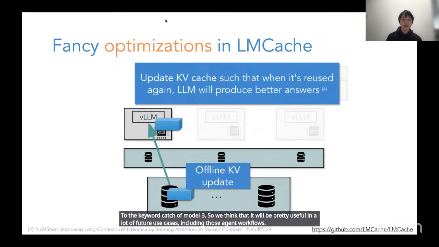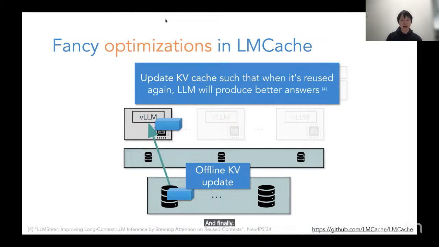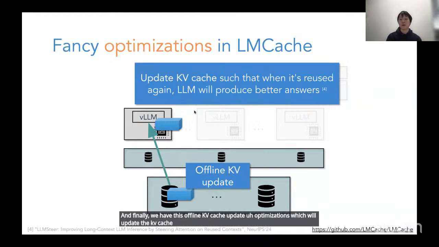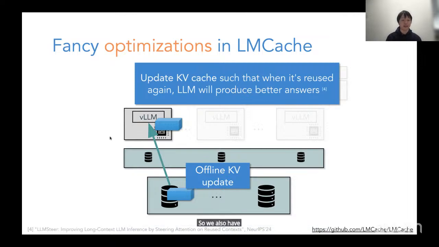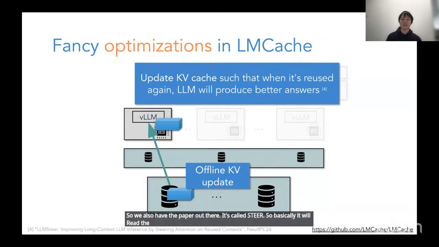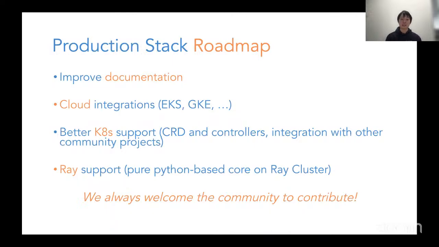Finally, we have offline KV cache update optimizations, which update the KV cache such that when we reuse the KV cache again, the large language model will produce better answers. We also have the paper out there, called SteerKV. It reads the KV cache offline, tries to identify the important information in the KV cache, and tries to augment the values for that important information. And that's all about the KV cache optimization.